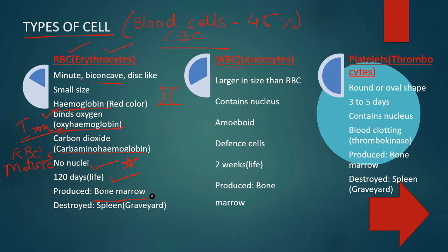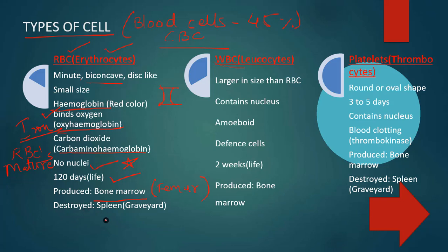Now this bone marrow is a spongy tissue present in your bones, and RBCs are produced by the bone marrow present in your femur, the thigh bone. Inside that bone you have a spongy tissue, and that is known as bone marrow, and this bone marrow will produce RBCs. When an RBC dies, it has to be destroyed.